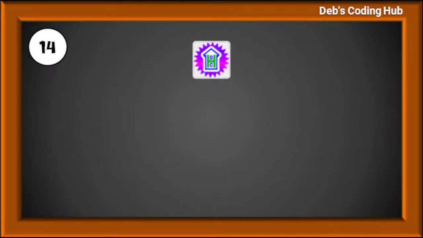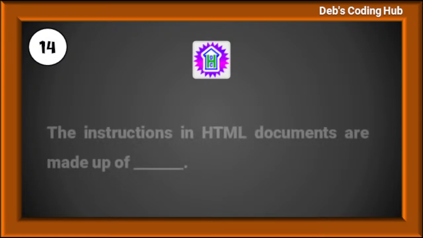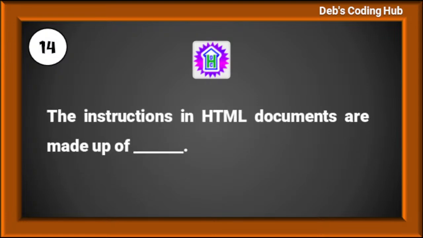Question number 14. The question number 14 is the instructions in HTML documents are made up of. The answer could be elements. So it is element actually. So why it is element? Because within the body, if I want to display something, I have to put it within elements. So I have to write different elements for doing different things.